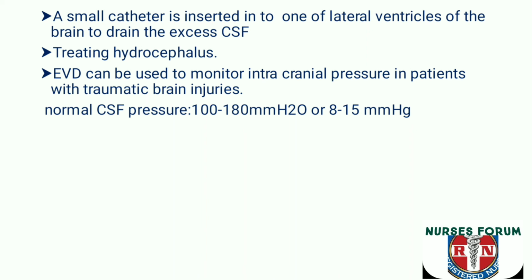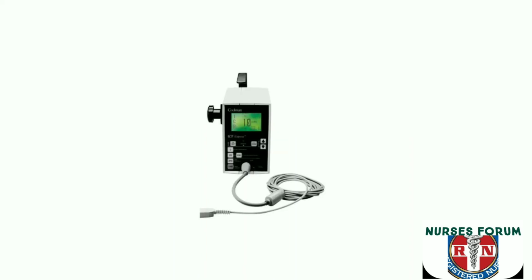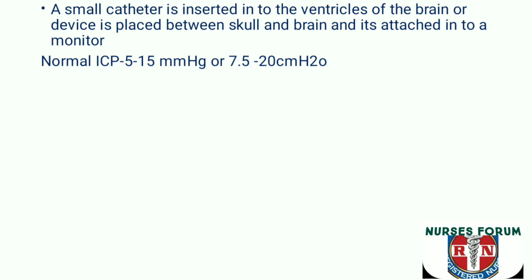Let us move to the last image. Name the monitor which is shown in the picture. Right answer is ICP monitor. This monitor is used to measure the intracranial pressure. As with extraventricular drainage, a small catheter is inserted into the ventricles of the brain, or a device is placed between the skull and the brain, and it is attached to a monitor.